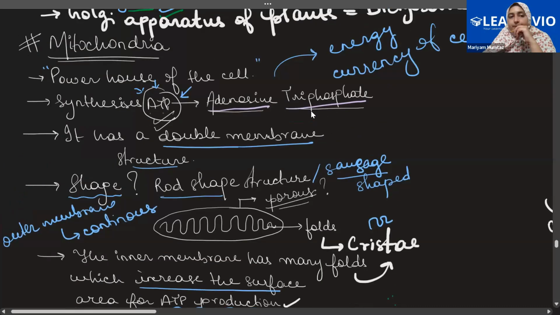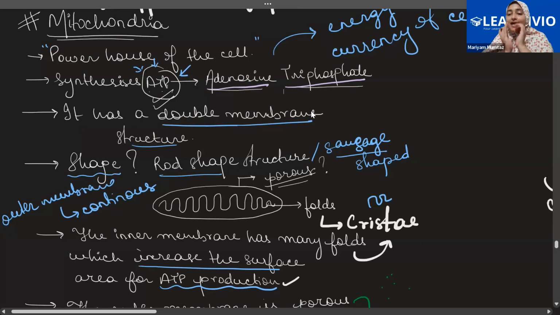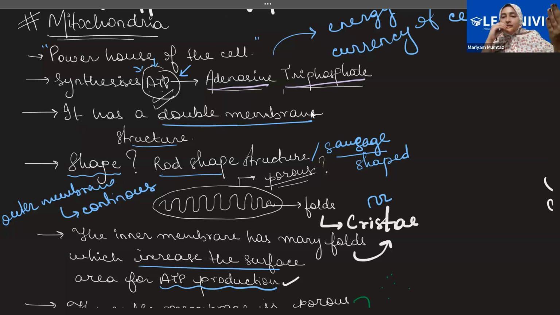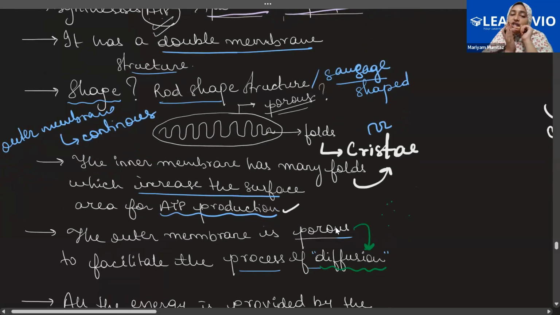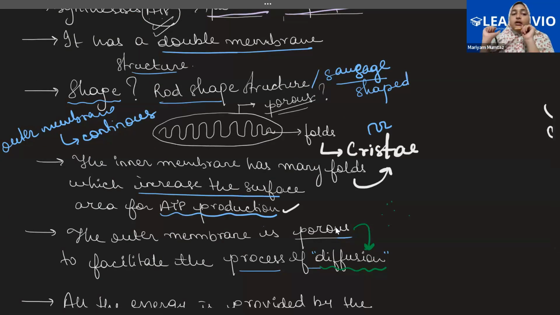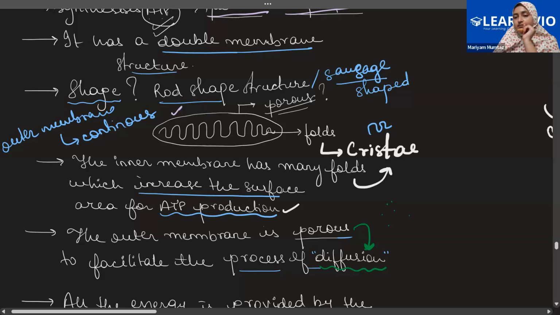Now talking about mitochondria, it has a double membrane structure. Double membrane means one will be the outer membrane, one will be the inner membrane, just like how the nucleus had two membranes. Now see, the shape of the mitochondria varies a lot. In some organisms it is rod shaped, some are sausage shaped, some have circular or discoid shapes. So from organism to organism the shape varies, but mostly the mitochondria is in the sausage shape. Clear?